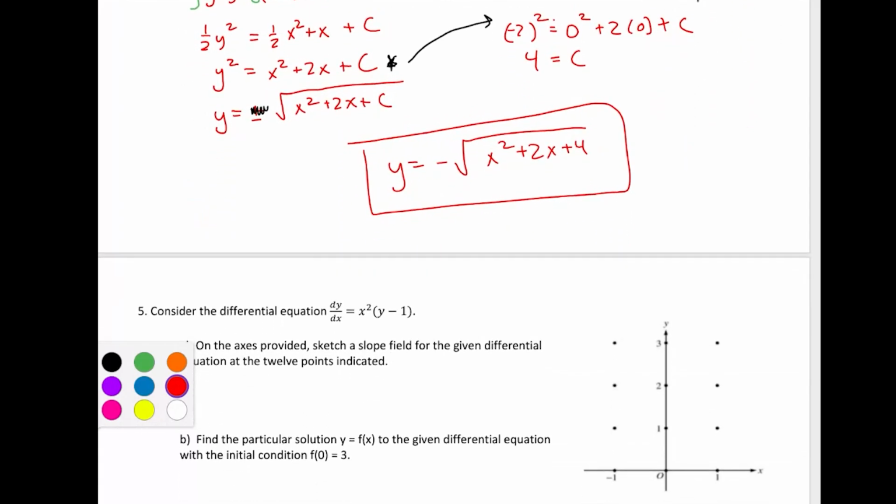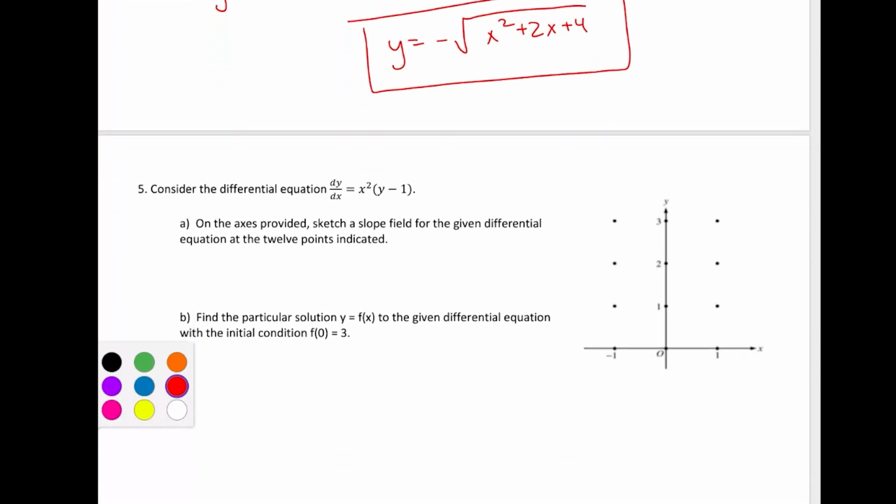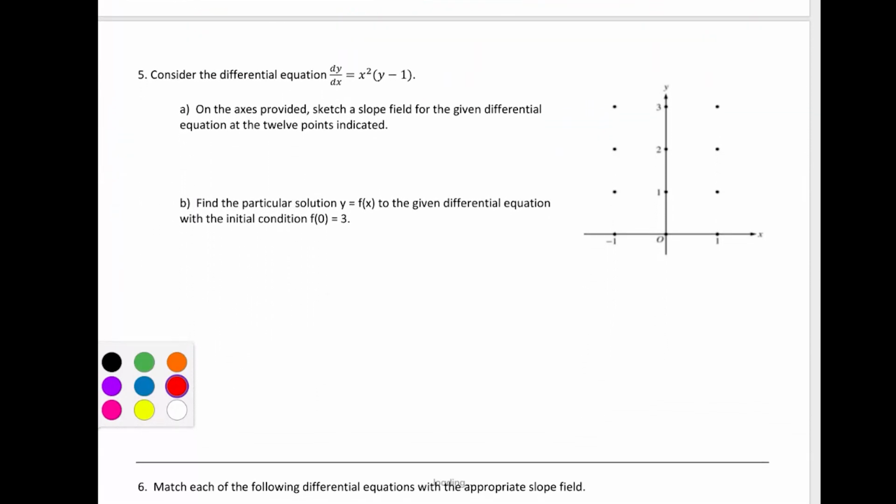Okay, let's move on to number 5. This is going to be a very similar problem here. So we'll go ahead and start calculating some slopes. We do want to be looking for patterns so that we don't have to spend too much time just doing a bunch of computations. Again, dy dx, that's the slope.